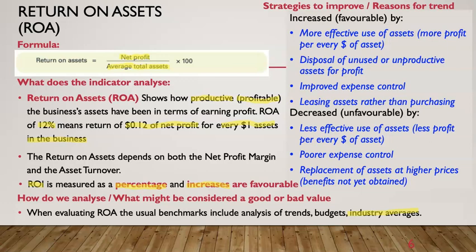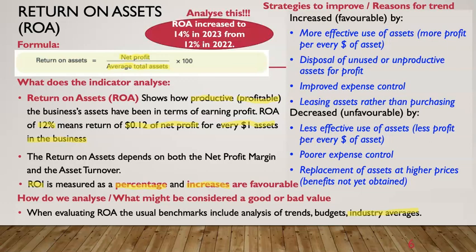So again, do you understand this? Have you got your summary notes really detailed? And if so, can you analyze this one? Return on assets has increased to 14% in 2023 from 12% in 2022. What does this mean? How do we interpret it? What might be some of the reasons for it?